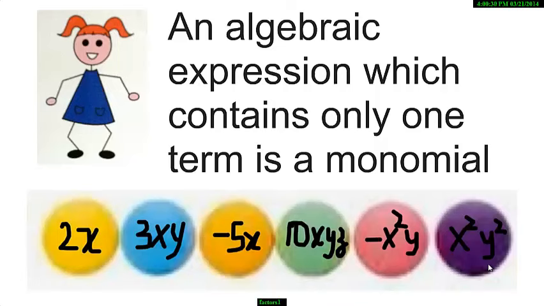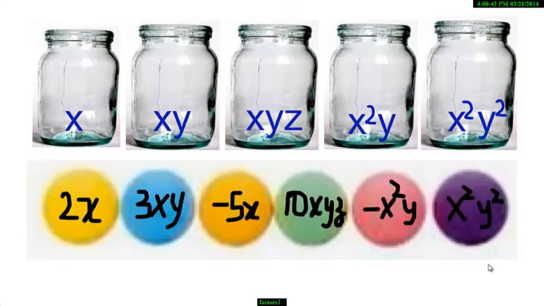Today, you're provided with a jar of balls. If you look carefully at each ball, there is a monomial written on it. You're also provided with 5 jars with some literals written on them. The first jar has x, the second jar xy, third xyz, fourth x square y and fifth x square y square. You have to place each ball into the family or jar it belongs to.